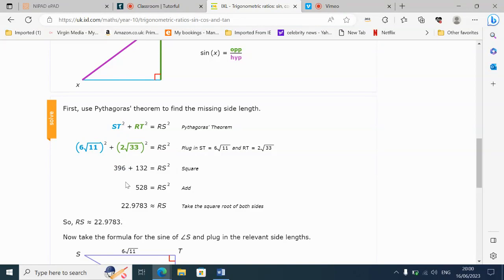Hold on. Hold on. Plug in 6 square root 11 plus 2 square root 33. Okay. Can you type it in like that with the power of 2? Or can you do 6 square root 11 multiplied by 6 square root 11?